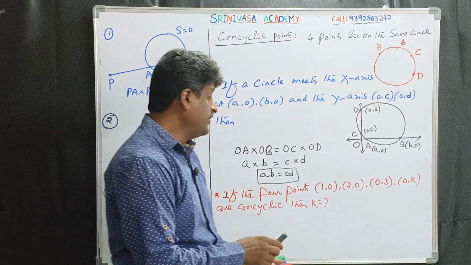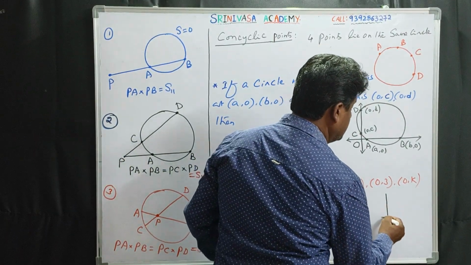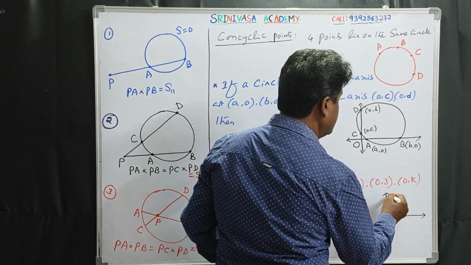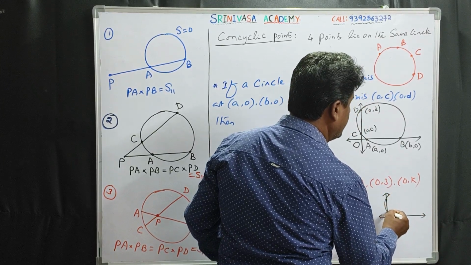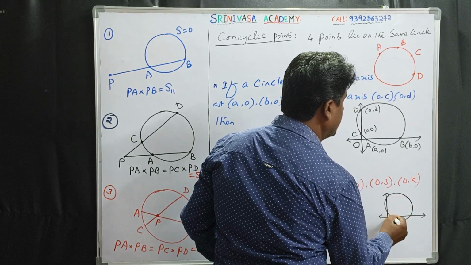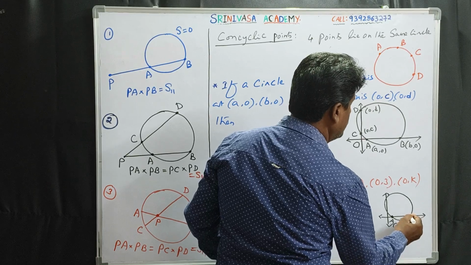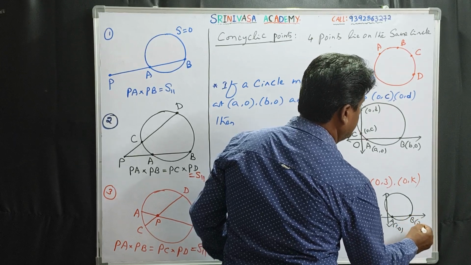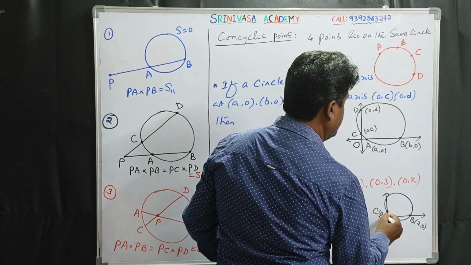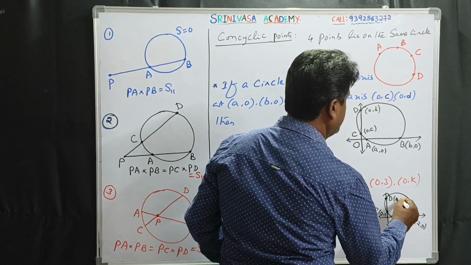What did you observe from this question? The circle is intersecting the coordinate axes in 4 concyclic points: A (1, 0), B (2, 0), C (0, 3), D (0, k).